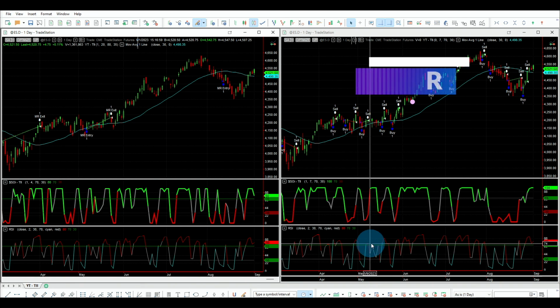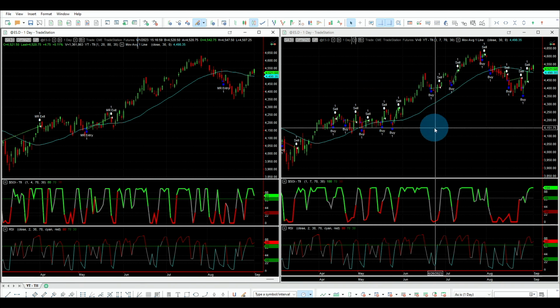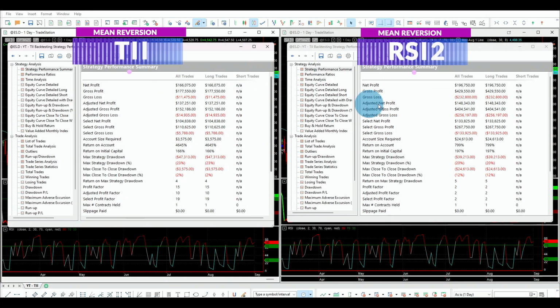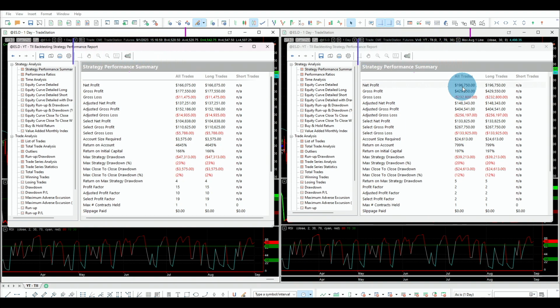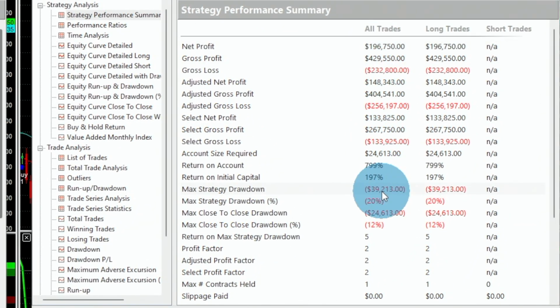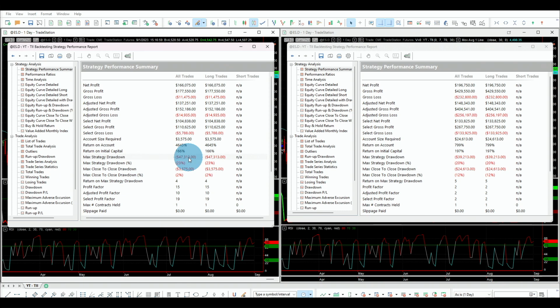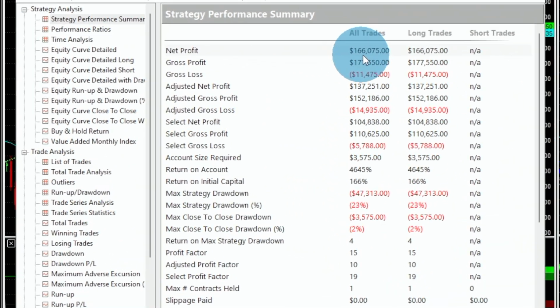It's the default strategy, RSI2. Below 30, we go long. Above 70, we exit. And we have the 200-day moving average as a filter. And this is the comparison between both. This is our RSI2 strategy, making $196,000 with a $39,000 drawdown. And our Trend Intensity Index used as a mean reversion indicator, the strategy is making 166 with a drawdown of 47.